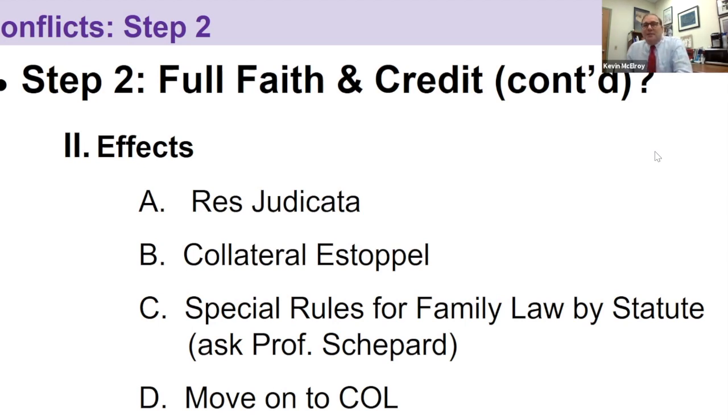Cuba, we're probably not going to want to see too many judgments from Cuba get enforced. So you get the idea. Some of it's politics, but there are legal reasonings behind it.